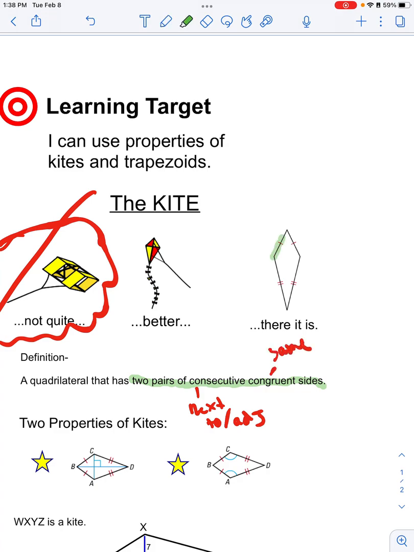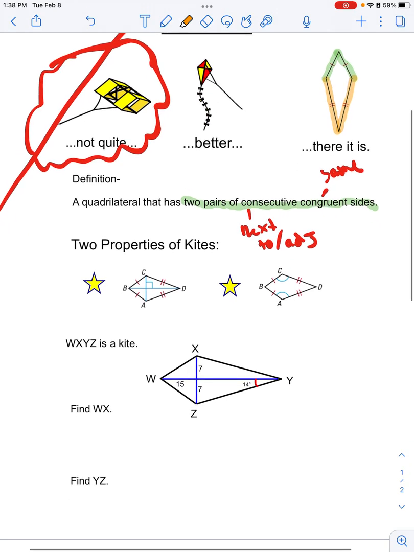And then congruent means the same. So we can see that right here and right here. They're next to each other and the same. And right here, two lines that are next to each other, consecutive and congruent.